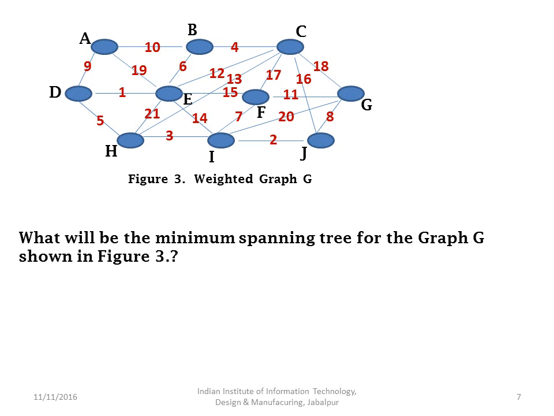For example, in the case of network flow analysis, the nodes are the switching points, and the edges represent the flow of control from one node to another, so we can consider it as a unit of flow from one node to another. So the problem is: what will be the minimum spanning tree for the graph G shown in figure 3?